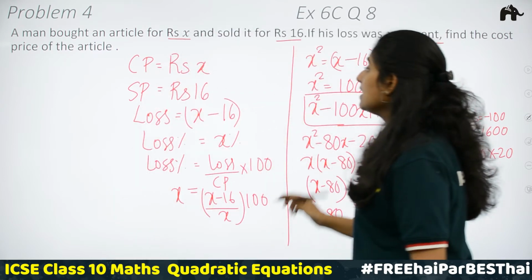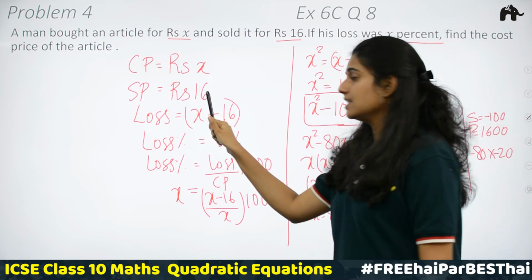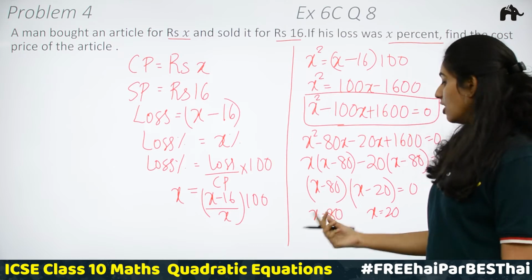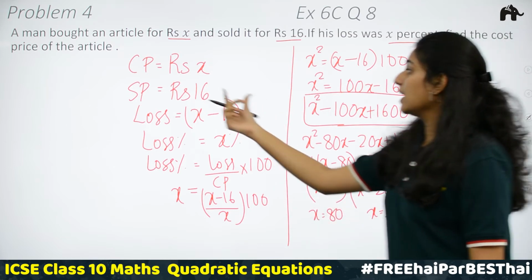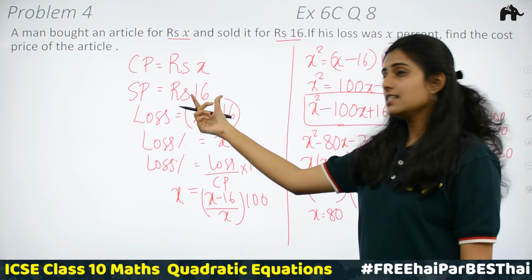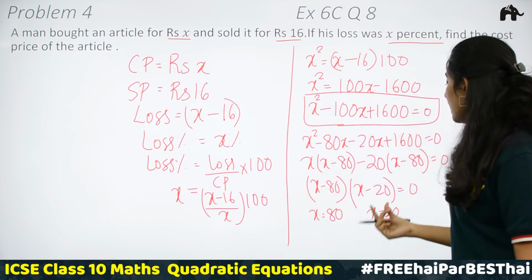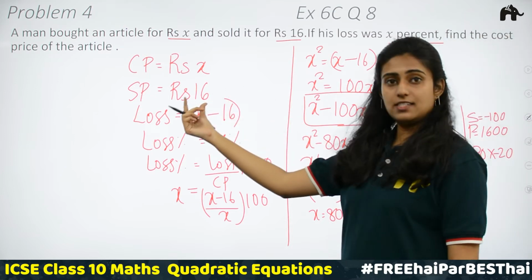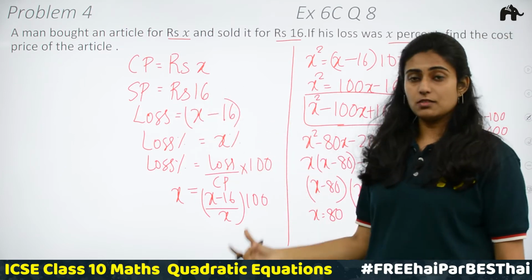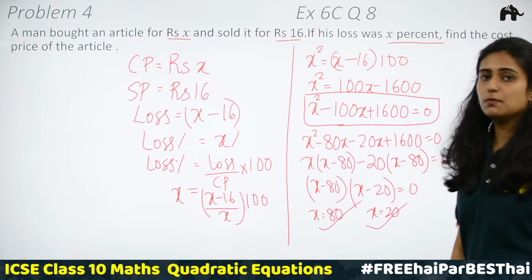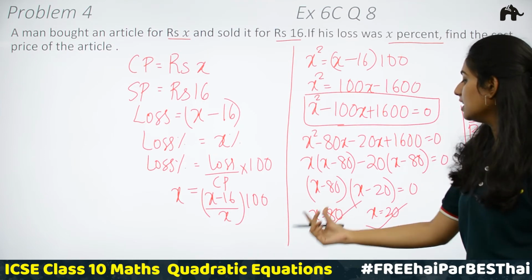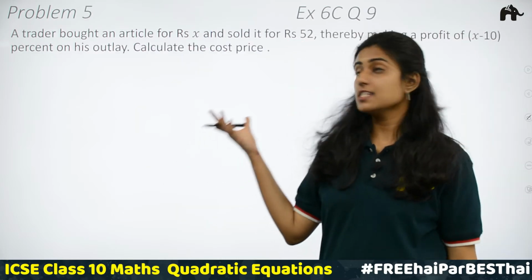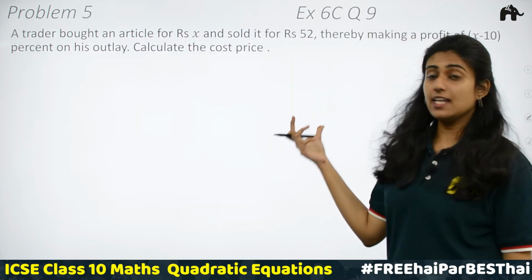Okay. Here we have the selling price is 16. If x is equal to 80, cost price is 80 and selling price is 16, then there is a loss. Yes. If x is equal to 20, cost price is 20 and the selling price is 16. Here again there is a loss. So, these two values are the acceptable values of cost price. Cost price can either be 80 or it can be 20. Clear?